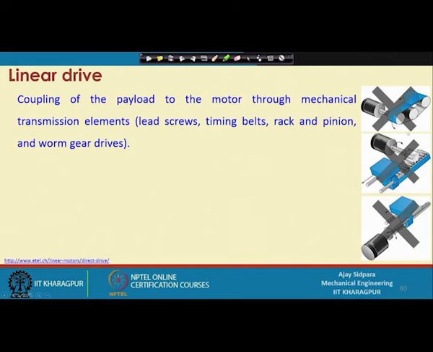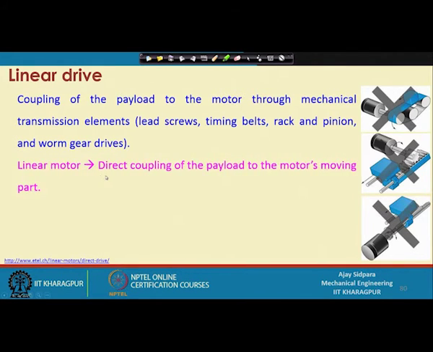So, what is common in all these three applications is that everywhere you are using a mechanical transmission element. That means there is a physical contact between the belt and the pulley, the rack and the pinion, the gear and this particular nut. What is the problem? As we understood earlier with the roller element, hydrostatic and aerostatic bearings, wherever there is mechanical contact, we end up with friction and wear. So, if you want to avoid these in linear motion also, then there is an option that is called the linear drive.